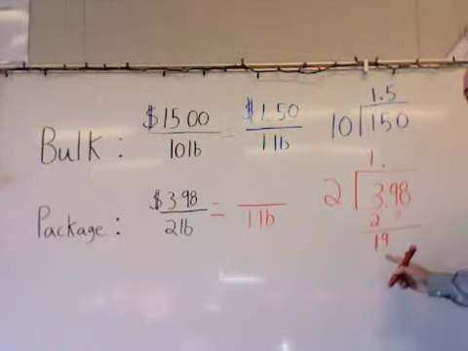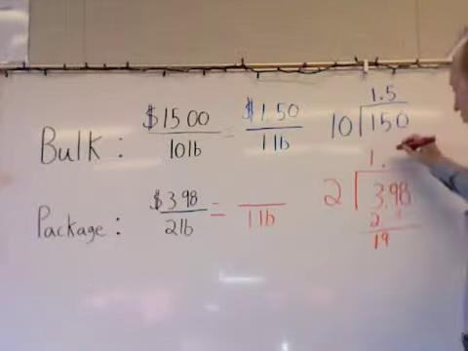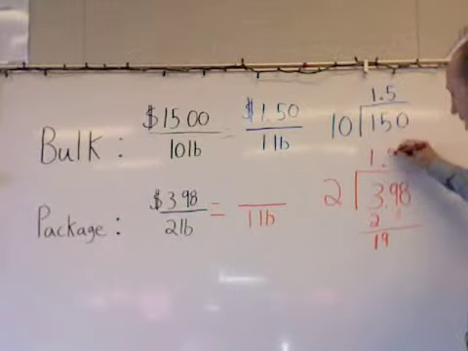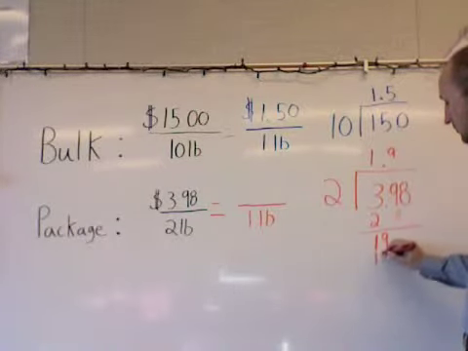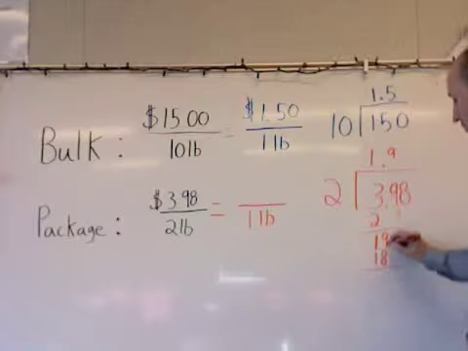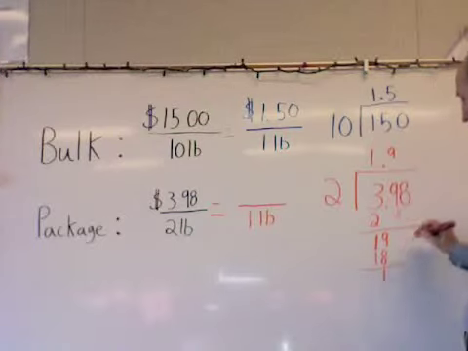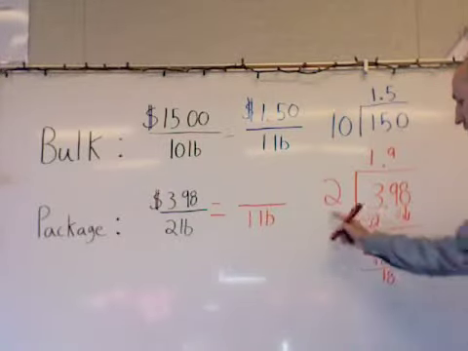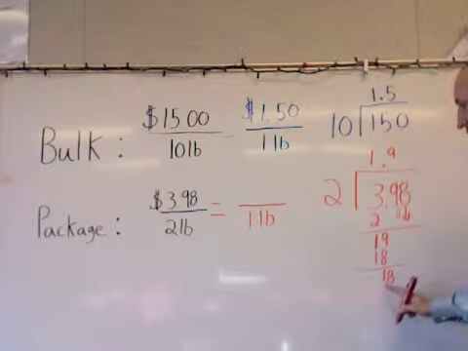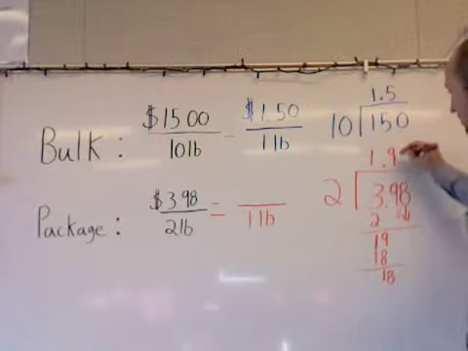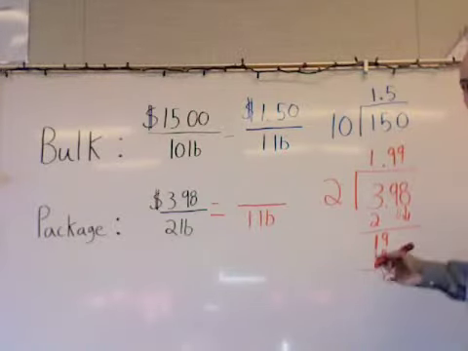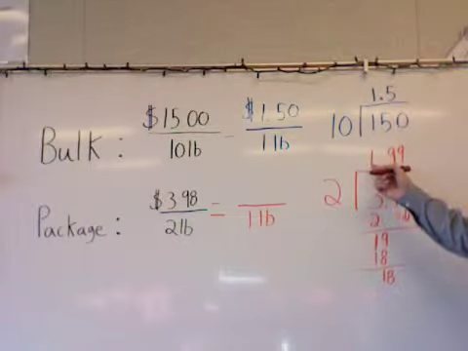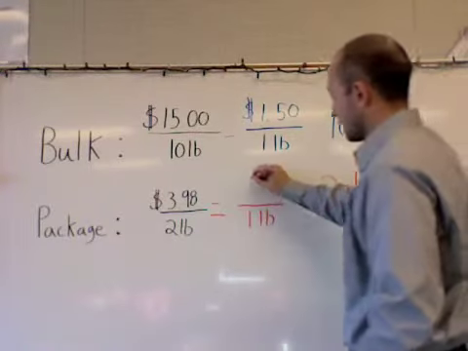2 will go into 19. I know 2 times 9 is 18. So I'm going to subtract again. I get a 1. Let's bring down this 8. 2 doesn't go into 1. That's why I'm bringing down the 8. 2 goes into 18 9 times. So we just learned that the last time. So now I have a total of $1.99. So I'm going to put that over here.